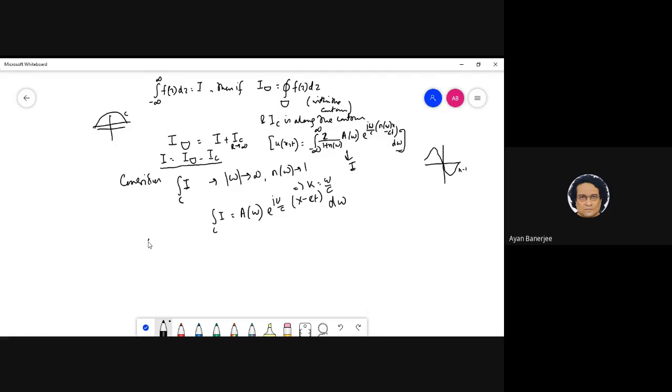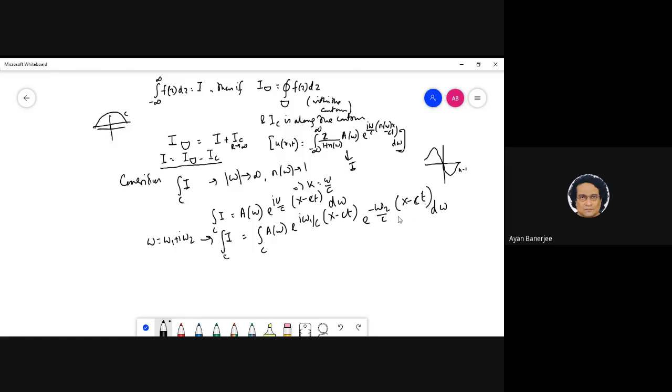And now we know that your omega is omega 1 plus I omega 2, which means that I on the contour is nothing but a of omega on the contour e to the I omega 1 by c, x minus ct, e to the minus omega 2 by c, x minus ct d omega, right?